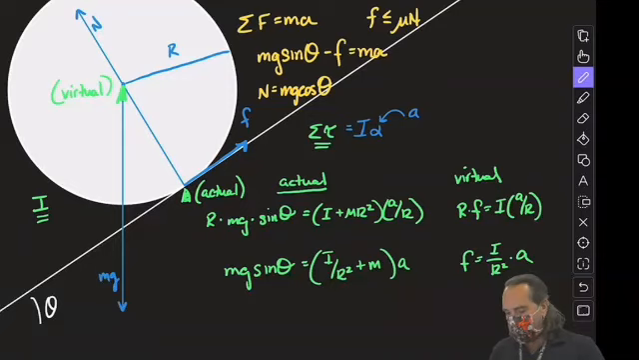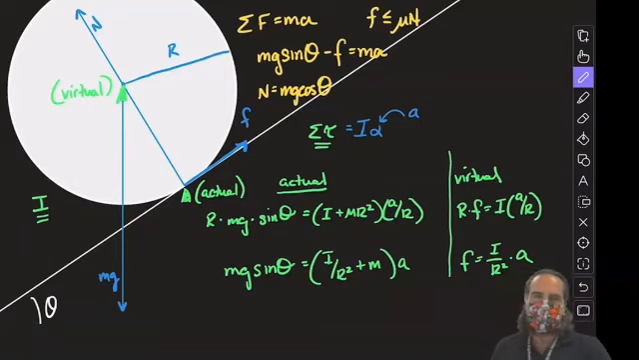Now, the problem with the virtual one is that I can't use the virtual one to figure out anything. Not on its own. It can't tell me the frictional force because the frictional force is in terms of the acceleration. They can't tell me the acceleration because it'll also be in terms of the frictional force. But the actual one, I can actually solve it right now for the acceleration and get an expression for the acceleration.